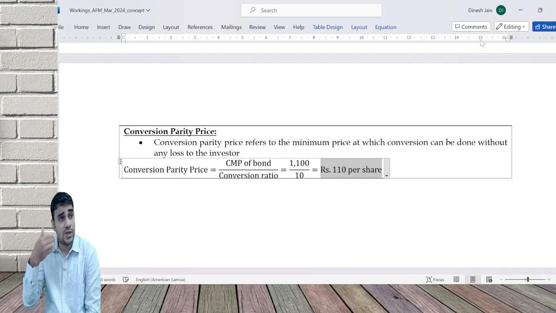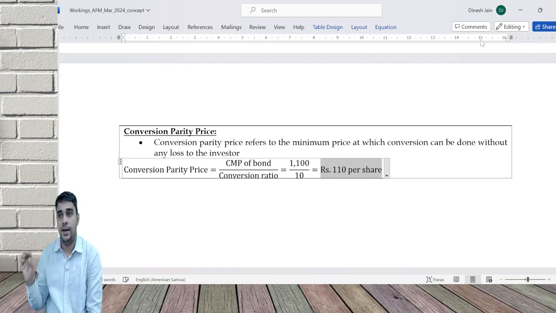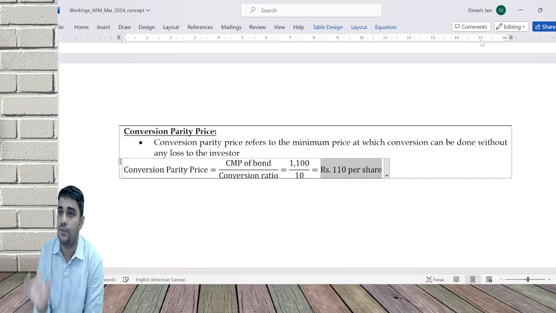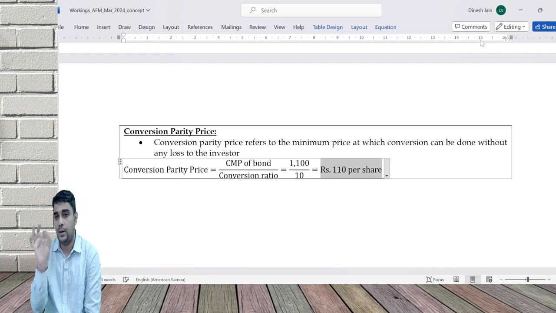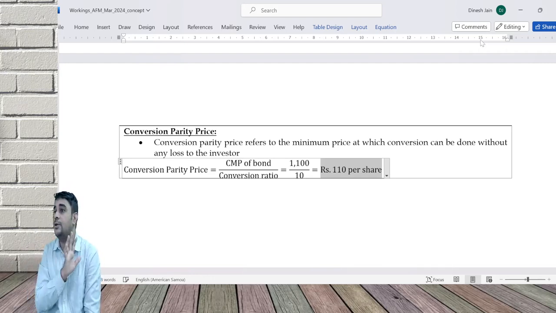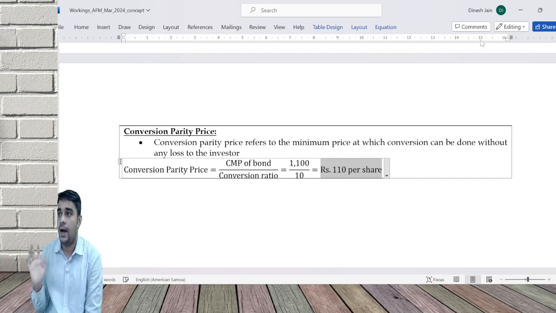Is the conversion choice in the investor's hand? It is optionally convertible, but the instrument will tell when it has to be converted. The dates will be predefined. It could be at any point of time, or only on the last day, or every year. Whenever you are issuing the bond, the terms of the bond will say. I am only telling, if you want to do conversion today, the share price should be 110. Otherwise, I don't want to do conversion.